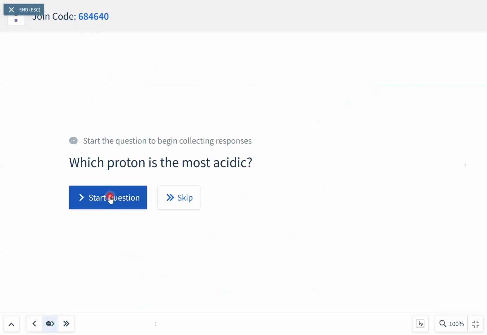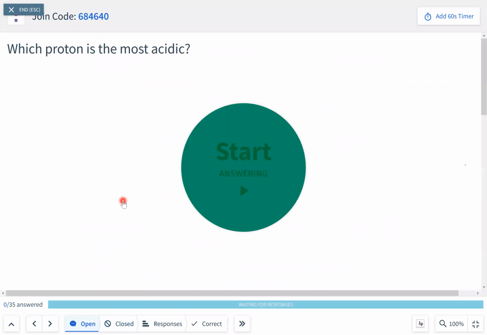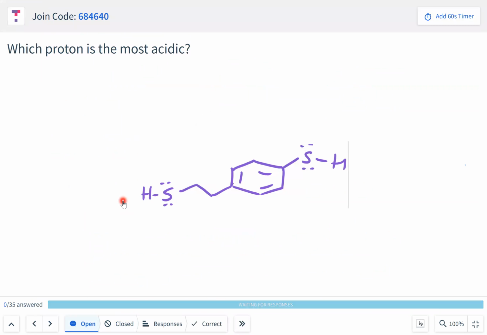So I've got a question about this. Let's start the question. Which of these 2 protons is the most acidic?